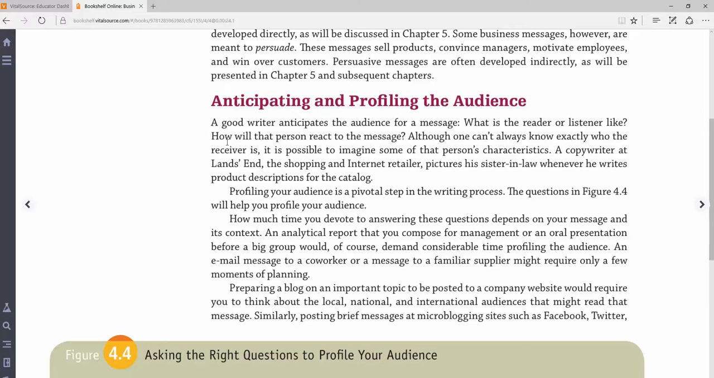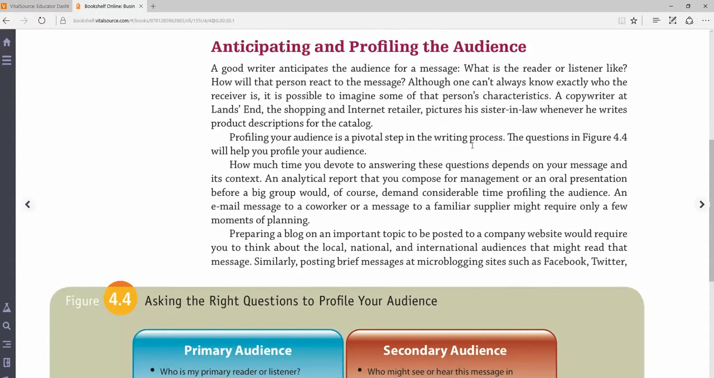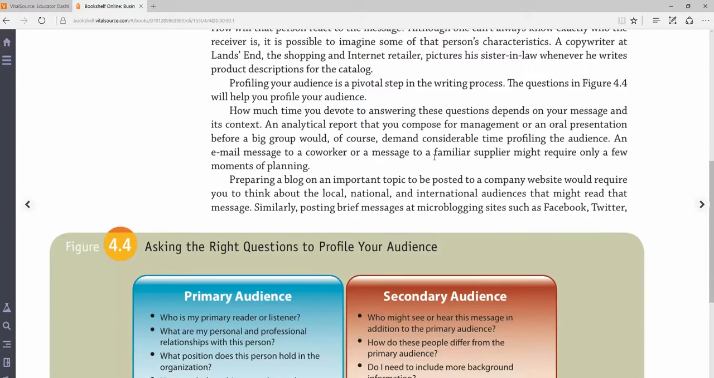Anticipating and profiling the audience. A good writer anticipates the audience for a message. What is the reader or listener like? How will that person react to the message? Although you can't always know exactly what they're going to be like or how they will perceive it, you can maybe tell. A copywriter at Land's End, an internet retailer, pictures his sister-in-law whenever he writes product descriptions for the catalog. Okay, that's one way of doing it. Profiling your audience is a pivotal step in the writing process. An analytical report that you compose for management or an oral presentation before a big group would, of course, demand considerable time profiling the audience.